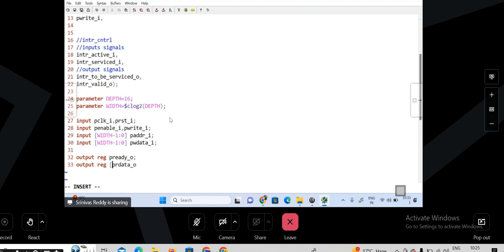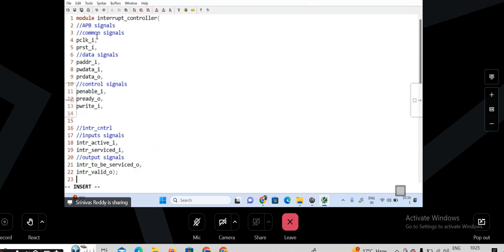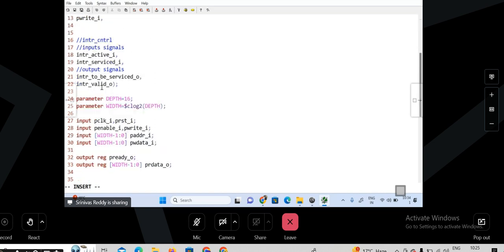Now what is my preset? If preset is equal to 1, all reg data types should be equal to 0. So P ready is equal to 0. PR data is equal to 0. Next, memory is nothing but priority underscore registers. But how to make all these zeros? Using a for loop, because the depth is 16, width is 4. This is an array of vector.